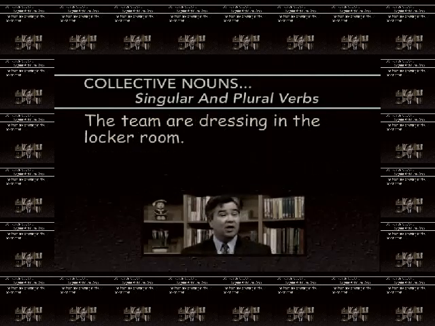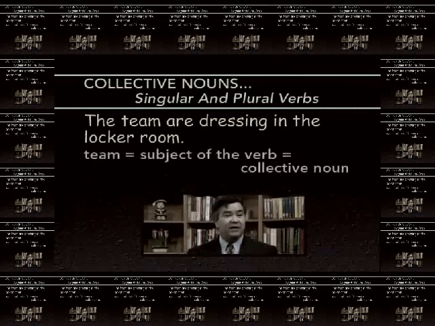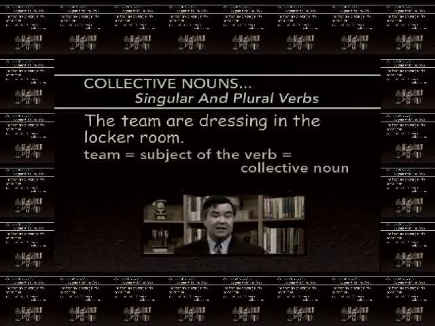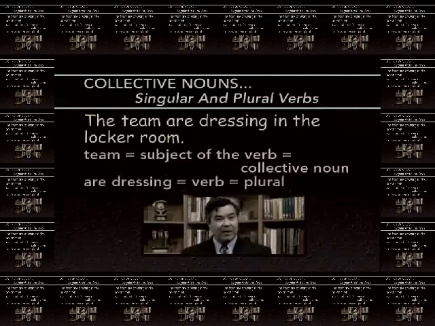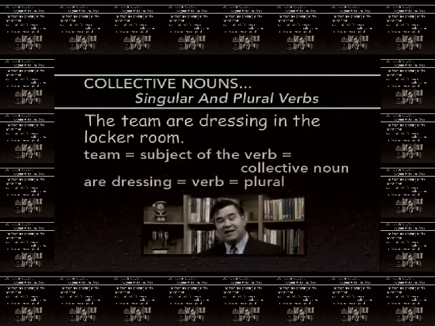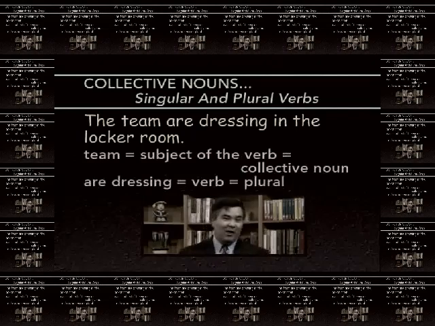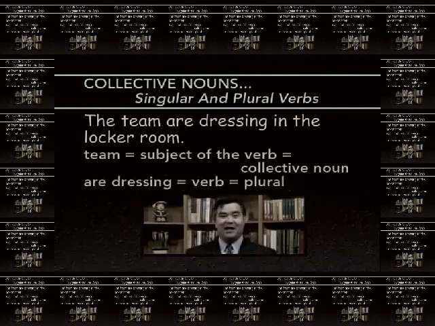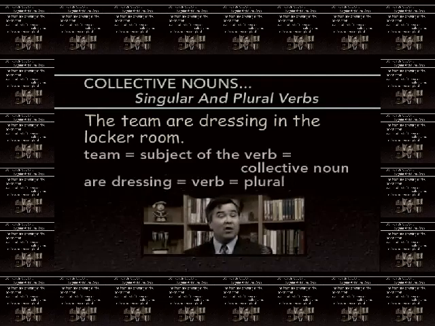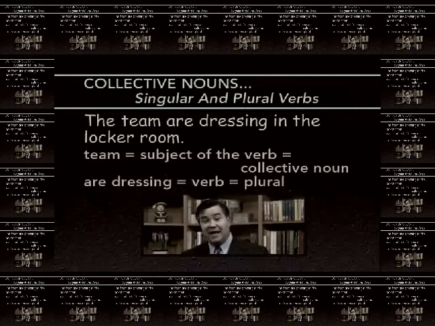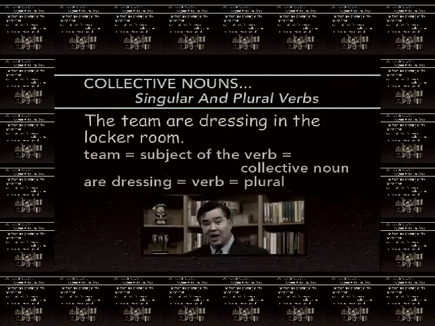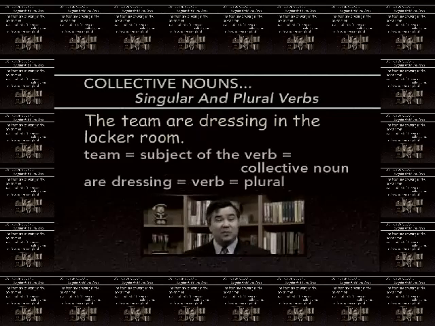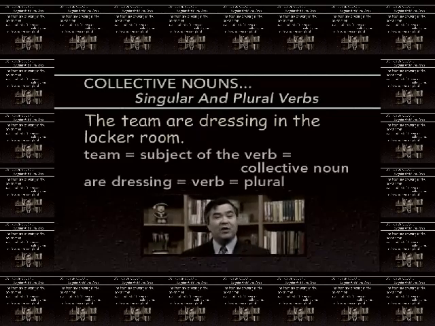The team are dressing in the locker room. Once again, the collective noun team is the subject of the verb. In this case, the verb is are dressing, and here a plural verb has been used. Why? Well, think about what the team is doing. When the team are getting dressed, it's a group of individuals who are all getting dressed. One person is probably putting on his shoes, another person may be tying his tie, a third person may be combing his hair. They're all doing different things at the same time, all of which adds up to the collective group dressing together. But it's a number of individuals doing separate things that go to make up the act of dressing in the locker room. So in this case, the collective noun is being used to refer to a group of people who are doing things separately.